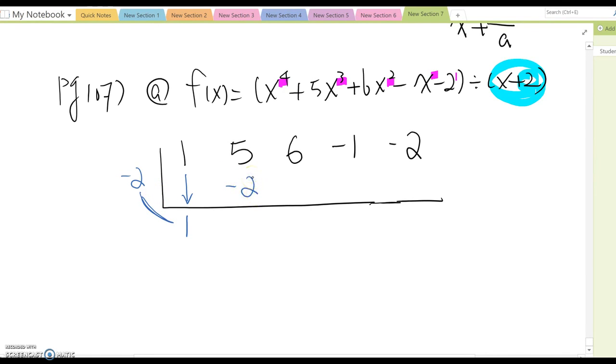And you combine them. Combining means addition, right? So 5 plus negative 2 will be 3 here. Negative 2 times 3 becomes negative 6. Combine again, 0. Negative 2 times 0 becomes 0. Combine this, negative 1. Negative 2 times negative 1 becomes 2. Combine this, 0. Right? And now, the last number is the remainder.